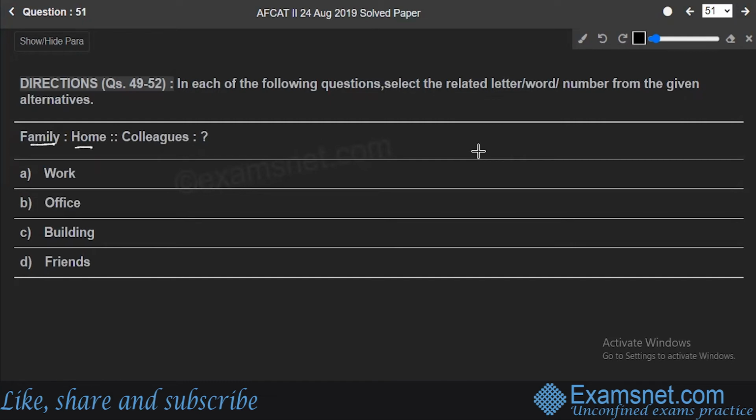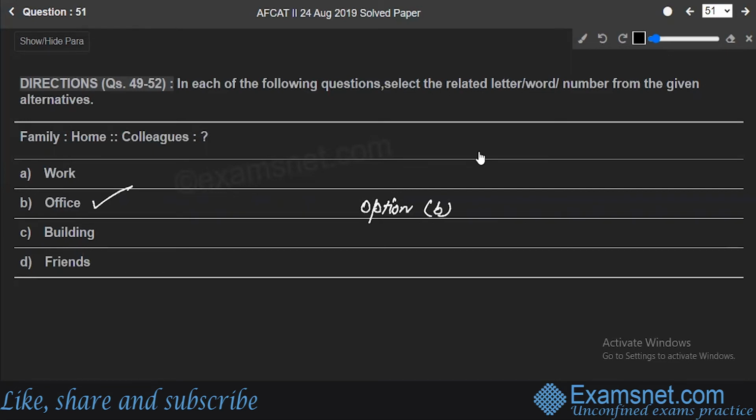Let's move to the next question, number 51. Family is related to home in the same way colleagues are related to what? Work, office, building, or friends. See, a family lives in a home. Similarly, colleagues, they work in an office. All the family together, they live at a home. Similarly, colleagues, they are together. At what place are they together? They are together at the office. Simple as that. Option B.